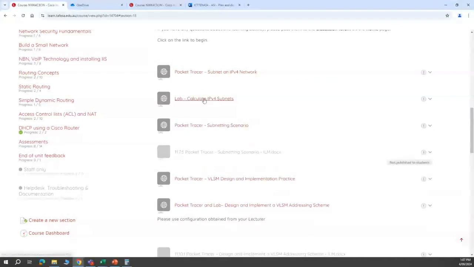So there is a lab for calculating IP subnets. There's a Packet Tracer for subnetting on an IPv4 network, and there's a subnet scenario. And next week, we're going to look at VLSM, because we don't have enough time today to cover that, but that's what we'll need for our assignment 2. So have a look at these labs and Packet Tracer activities, and please work through them and try to get them done.